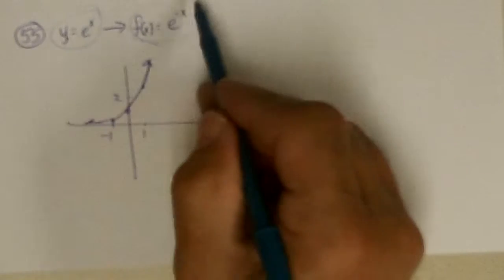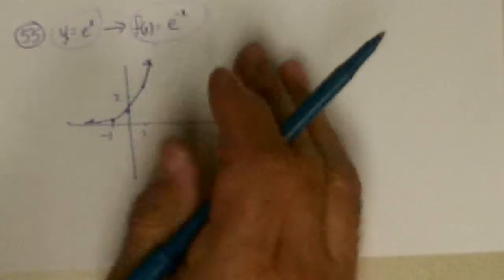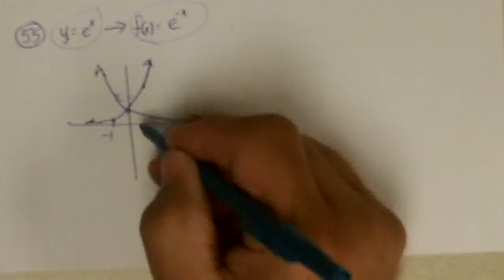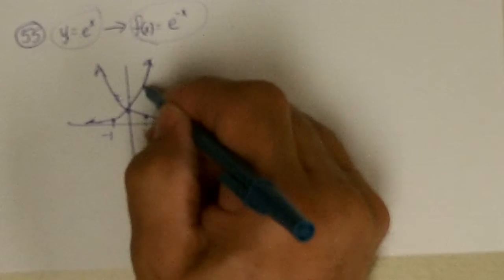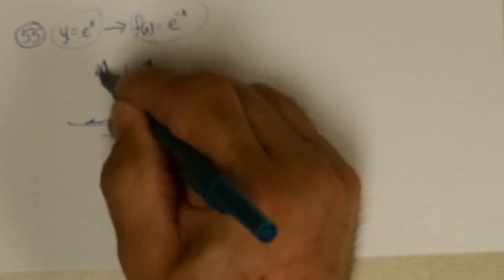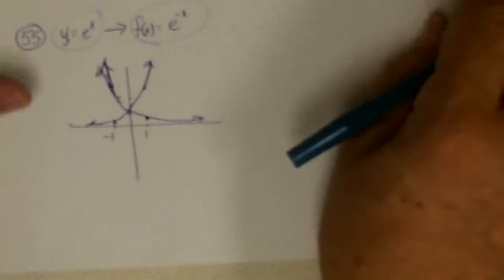And if I put the negative on the exponent, it just flips it over the y-axis, so it's going to look like that. Where this is 1 over e, and this is 2.7 at negative 1. A little steeper there. That's all I needed to do for 55.